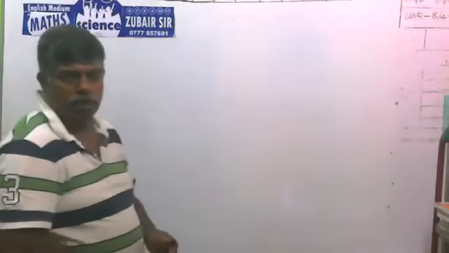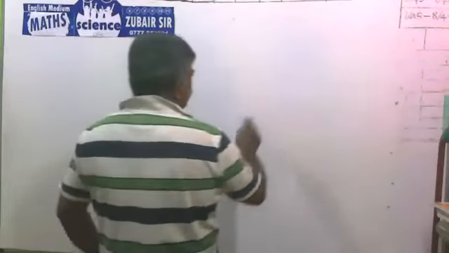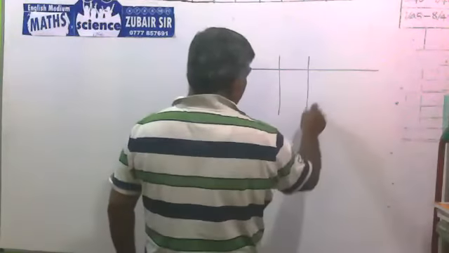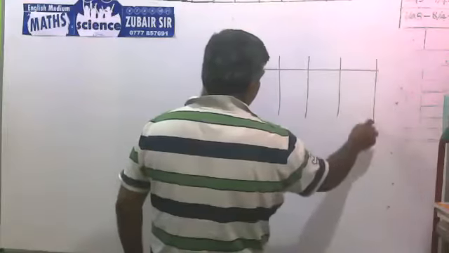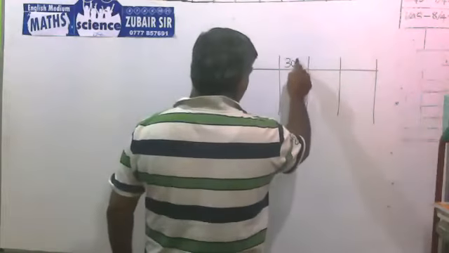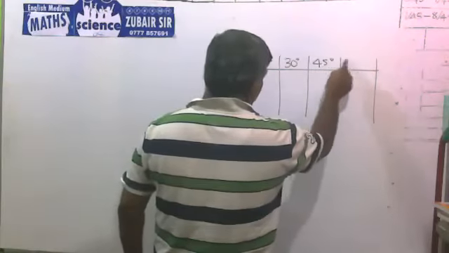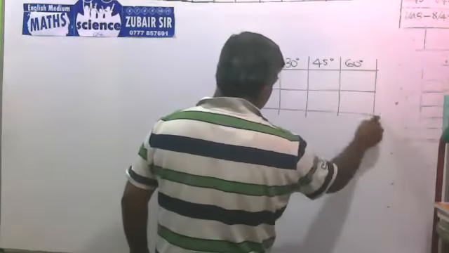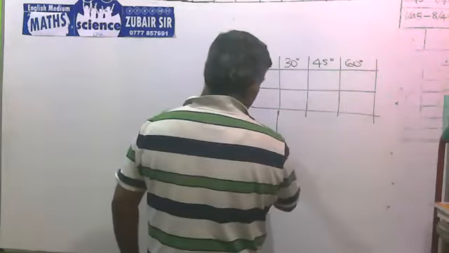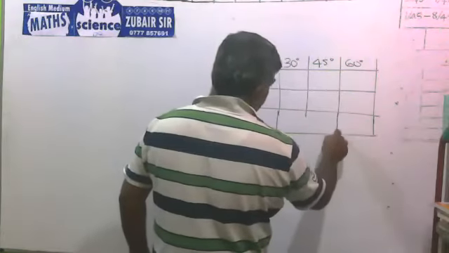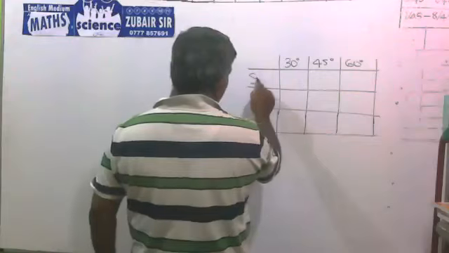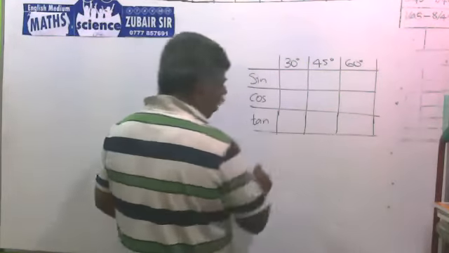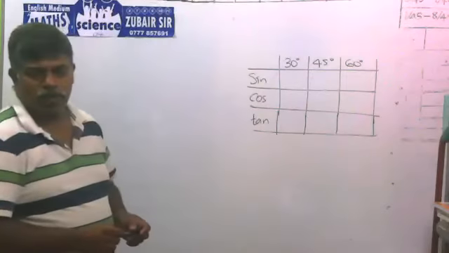So, we can remember last time we have studied some values for the sine, cos and tan for 30 degree, 45 degree, and 60 degree. So, sine values, cos values, and tan values.